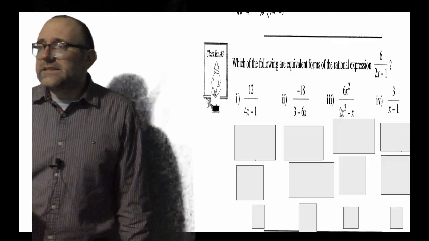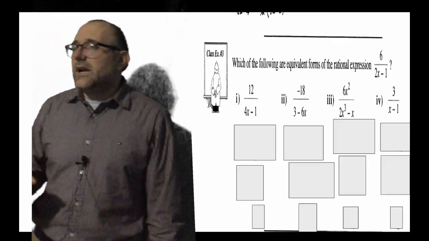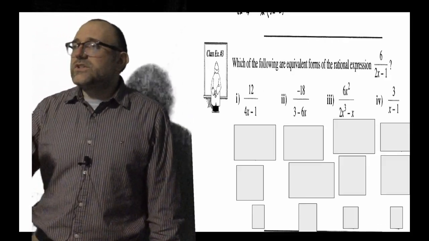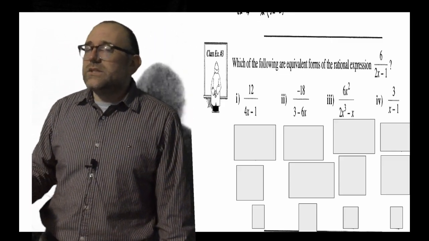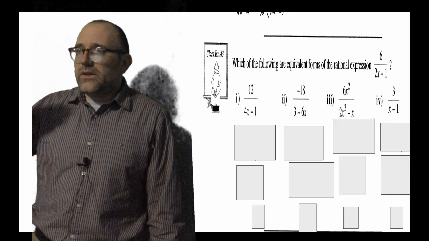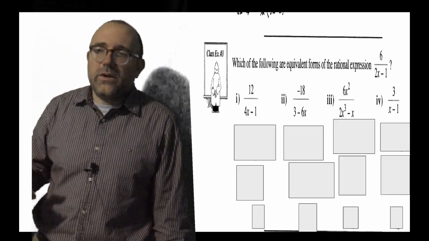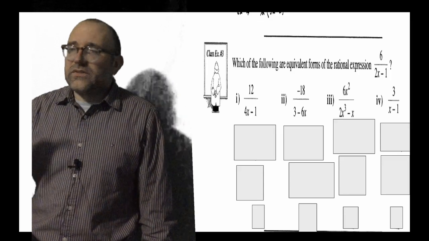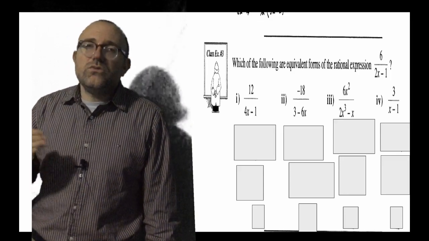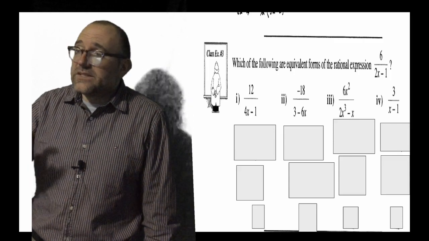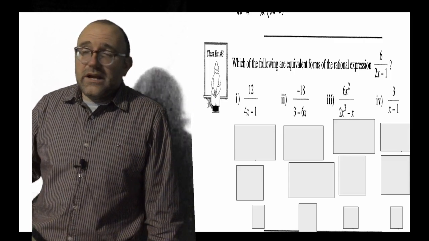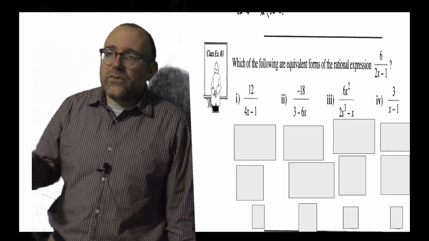Now the next class, example 3, in the middle of that page, you're going to be realizing which of the following are equivalent forms of the rational expression 6 over 2x minus 1. So you could do many things: multiply numerator and denominator, divide numerator and denominator. If it doesn't work out nicely in one of the first steps you do, then you know it's not equivalent. So 12 over 4x minus 1. I have a good feeling it's not because of the 1. The 1 is still the same at the bottom right-hand corner of that fraction.